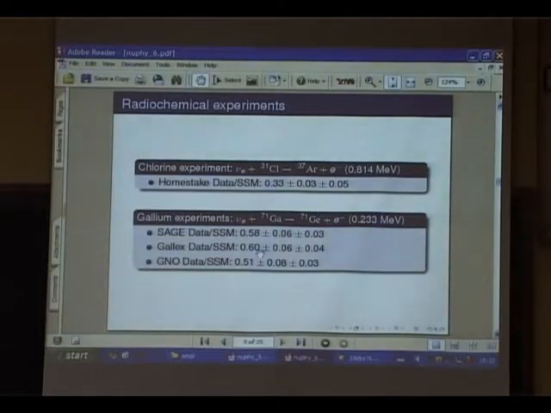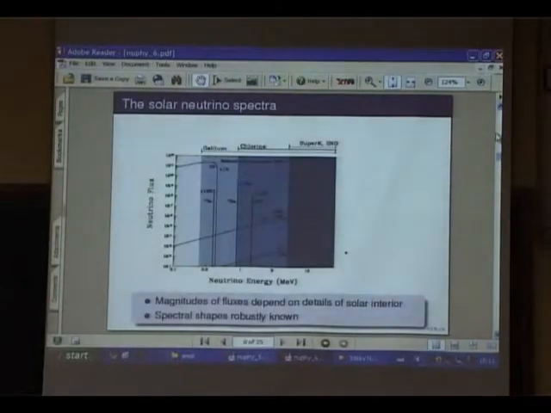Not very surprising because we know that the energies they are sensitive to are very different. So chlorine only measures this. Gallium also measures this. Okay. So it's possible that in this region you only see about 33%, and in this region you see a lot more. So you get a lot of 60%. That's quite possible. So that's what it is.